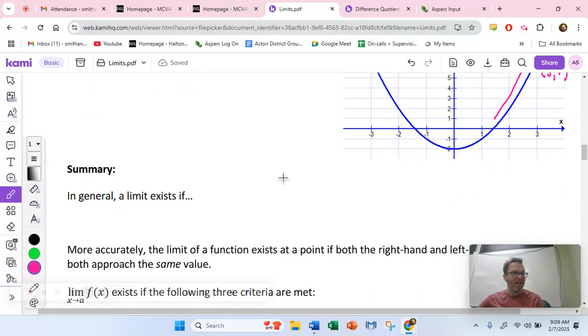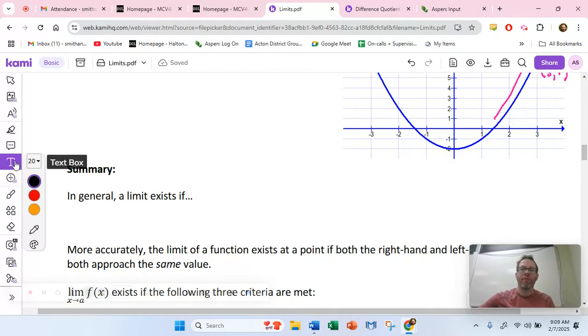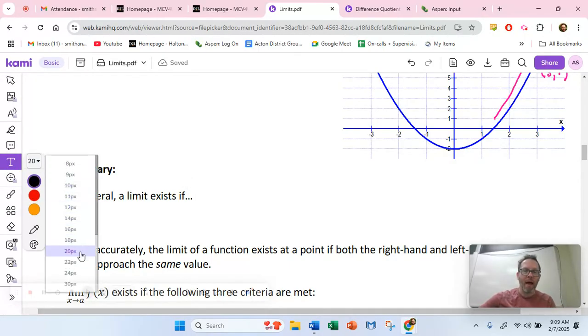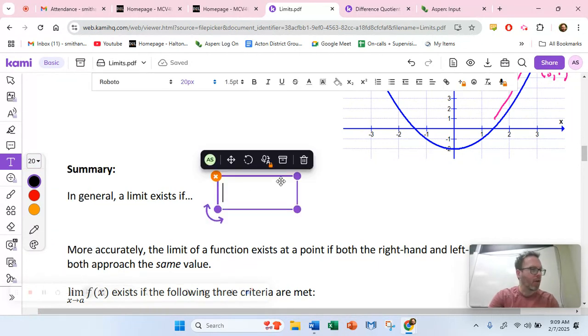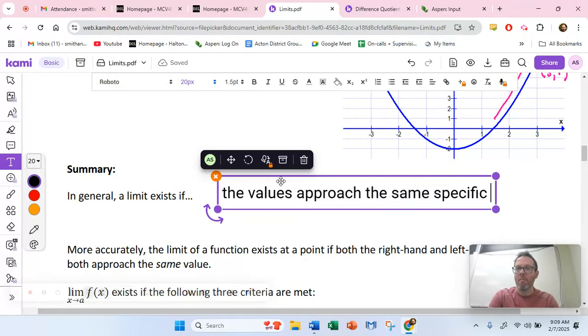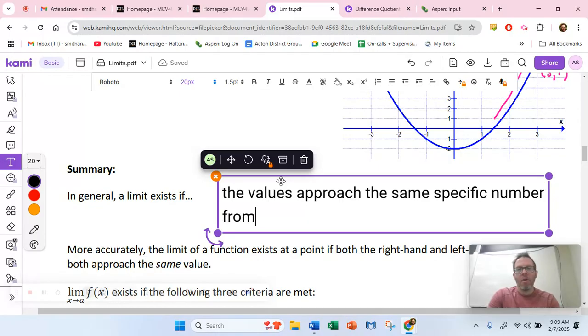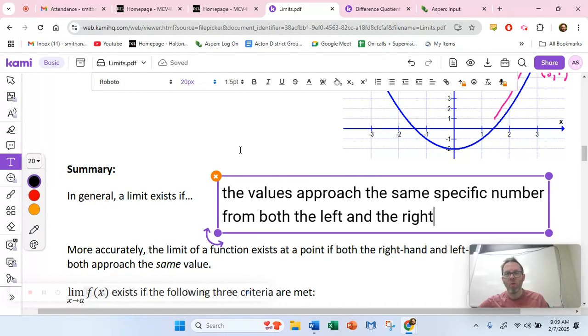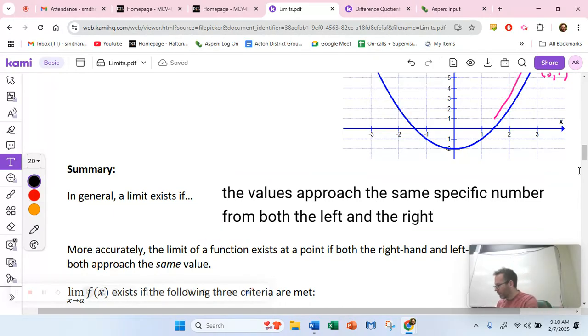So just to summarize, in general, a limit exists if, and I'm going to put this in words, and then we'll state the formal conditions for a limit to exist in terms of math, the values approach the same specific number from both the left and the right, which they did here. From the left, our y values approach 7. From the right, our y values approach 7.